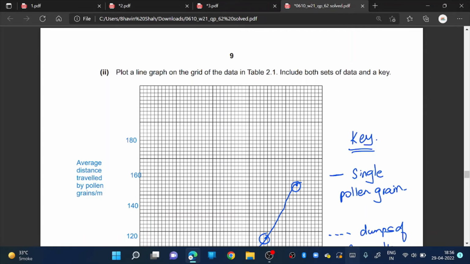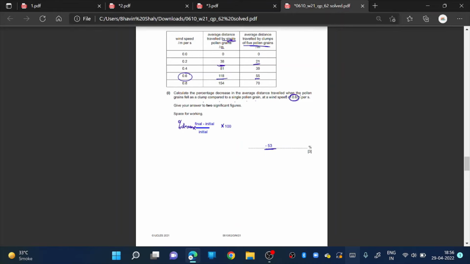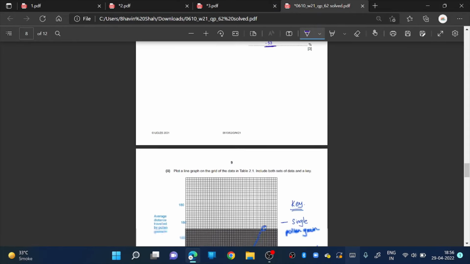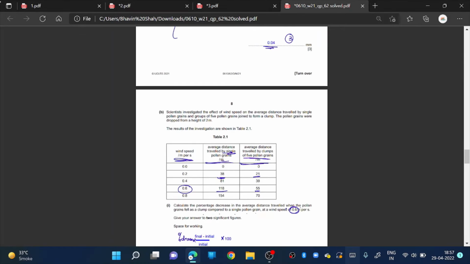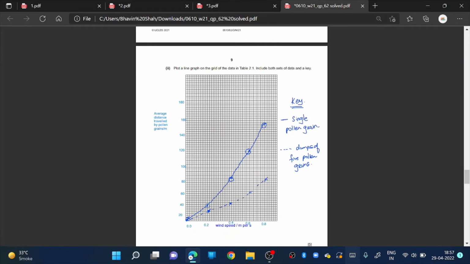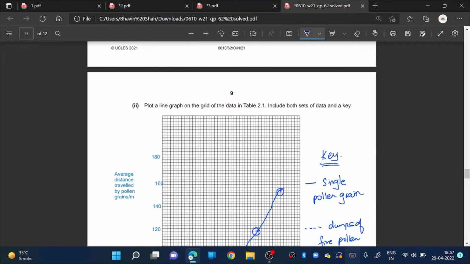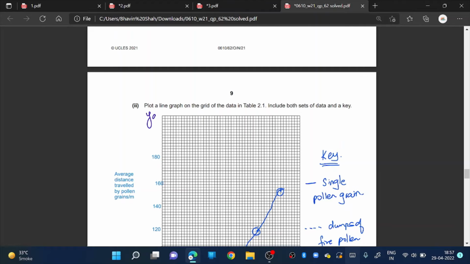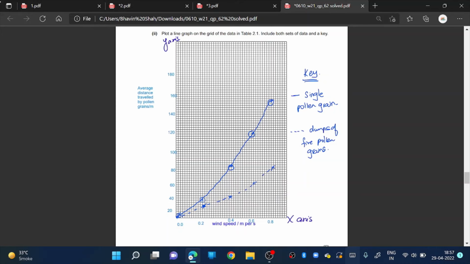Next, we are looking at plotting a line graph on the grid of the data to include both sets of data and the key. So you are supposed to include the single pollen grain and the 5 pollen grains. Both of them have to be put in the same graph. You are looking at the wind speed in meters per second as your independent variable, which needs to come on the x-axis, which you need to write here. Then you are looking at the average distance traveled by the pollen grain as your y-axis. This is also supposed to be written here. And then you're going to see the scale. Again, very important that you use more than half of the place provided here.